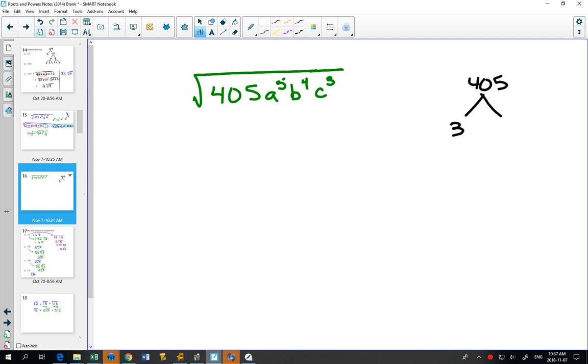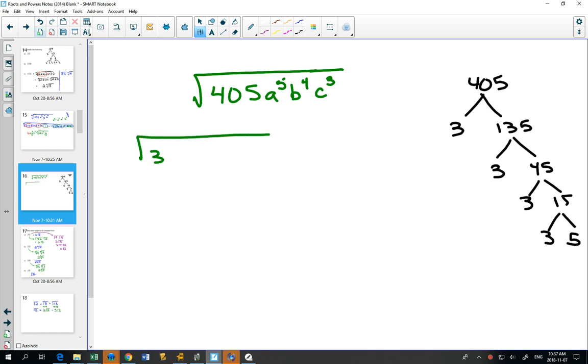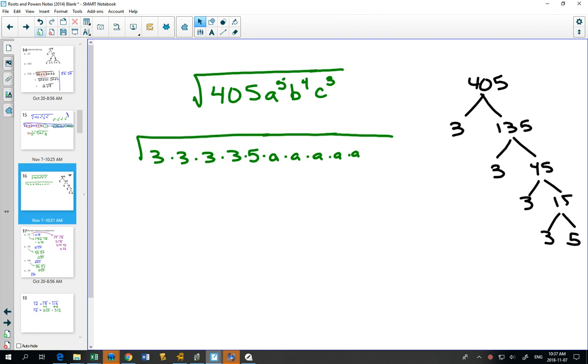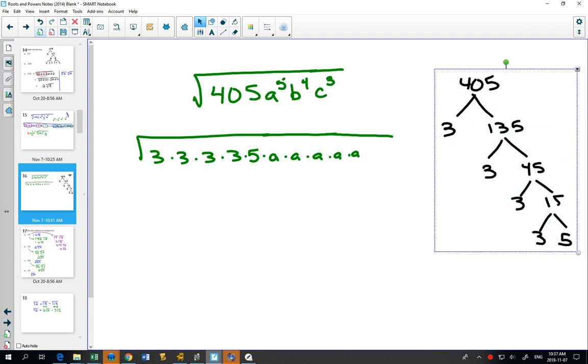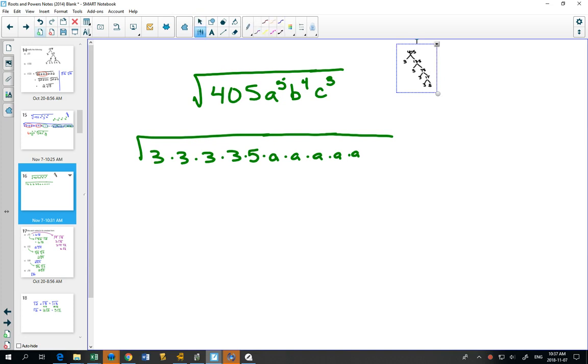How many people divided it by 3 first? Okay, and then did you get 135? And then 135 divided by 3 again, and you get 45. And that divided by 3 again, and you get 15. And that divided by 3 again, and you get 5. So we could rewrite this one as 3 times 3 times 3 times 3, times 5. And if we wanted to, we go a times a times a times a times a. Oh my goodness. There we go. I thought I used smaller numbers, but there's still a lot of them.